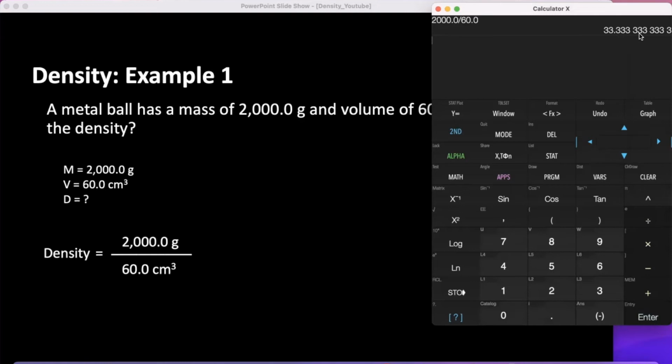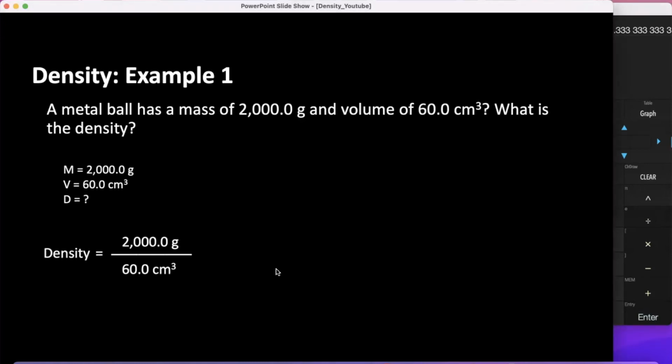30.3 continued. And then I'm going to look at sig figs, significant figures. It's the division. Use the least amount of sig figs. So 3 sig figs, final answer is 33.3. And then make sure when you're writing your final answer, you have the units, which is grams per mil or grams per centimeter cubed for your final answer.